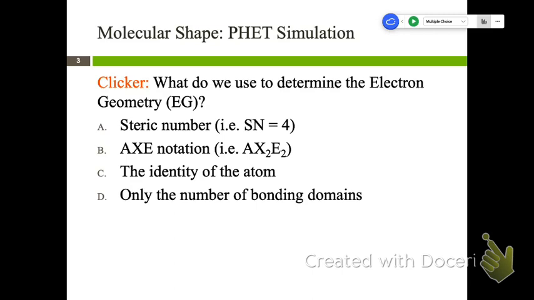Would it help if we define the electron geometry? Because I think there might be some confusion between that and molecular geometry, molecular shape. So what is the electron geometry? What is it, Lena? The geometry of the domains, like electron domains around a central atom. Great. It is the electron domains around an atom that we're looking at. What is molecular shape then? What's the difference with that? It's the bond.